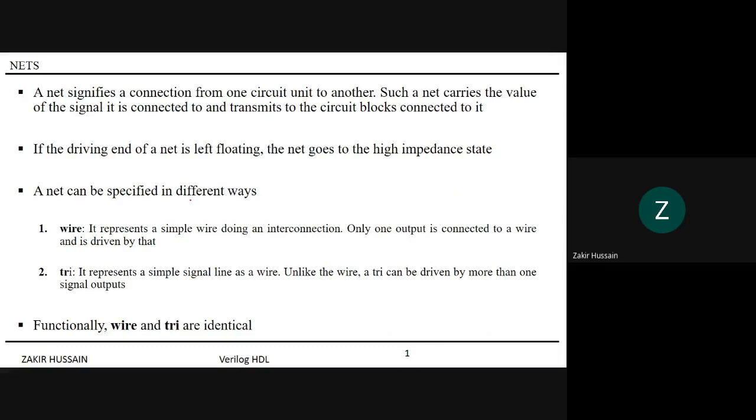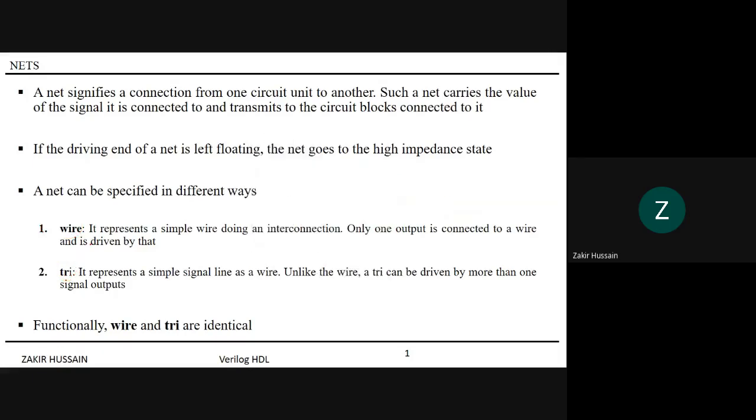A net can be specified in different ways. A net could be a wire or a tri. Wire is a keyword and tri, T-R-I, is a keyword. Net could be a wire type or it could be a tri type. Where it is used and how it is used, we'll see. Don't panic.